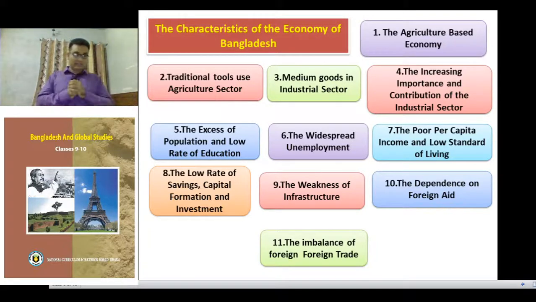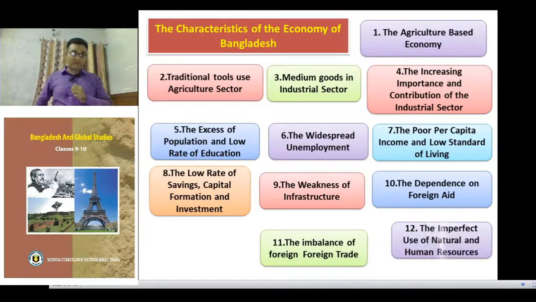The next characteristic of the economy of Bangladesh, according to your textbook, is the imperfect use of natural and human resources. Dear students, in our country, we can see the imperfect use of natural resources due to the lack of modern technologies. At the same time, we can see the imperfect use of our human resources. So these are the characteristics of the economy of Bangladesh. Dear students, the characteristics of the economy of Bangladesh is a very, very important topic for graduation. So you have to give much attention to this topic.